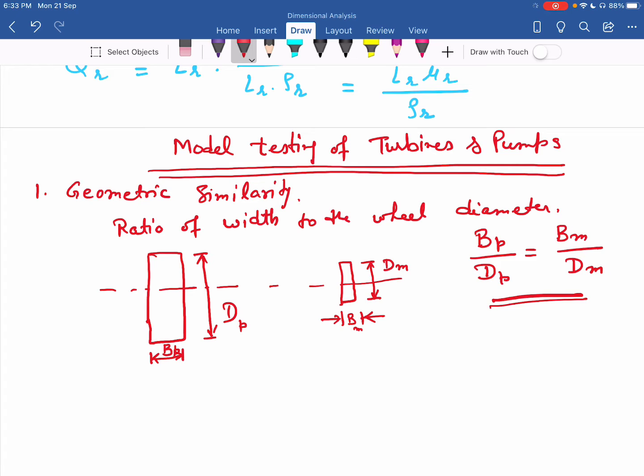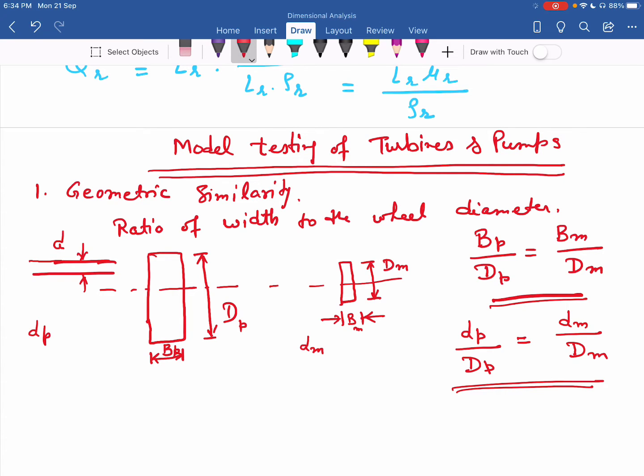Now, similarly, in case of Pelton turbine, here we have the jet coming out from the nozzle and striking the bucket. Say that jet diameter is small d. For prototype, we call it dP, and for model, we call it dM. Further, you can write the ratio dP to DP is equal to dM to DM. So, the ratio of jet diameter to the runner diameter is again constant. All these ratios are kept constant to maintain geometric similarity in the turbines and the pumps.